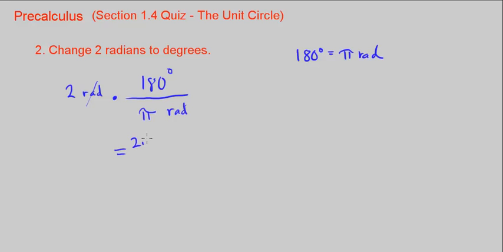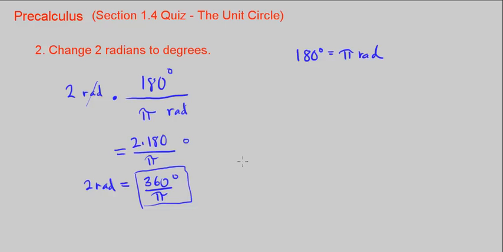We get 2 times 180 divided by pi degrees, right? So 2 times 180 is 360 divided by pi degrees. All right, so this is the answer for number 2. And 2 radians equals 360 divided by pi degrees.